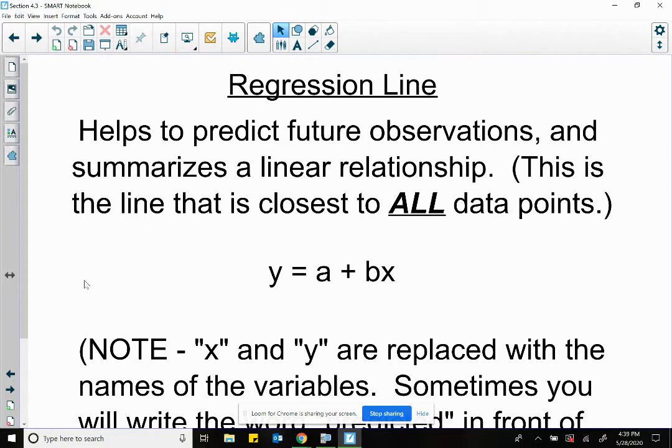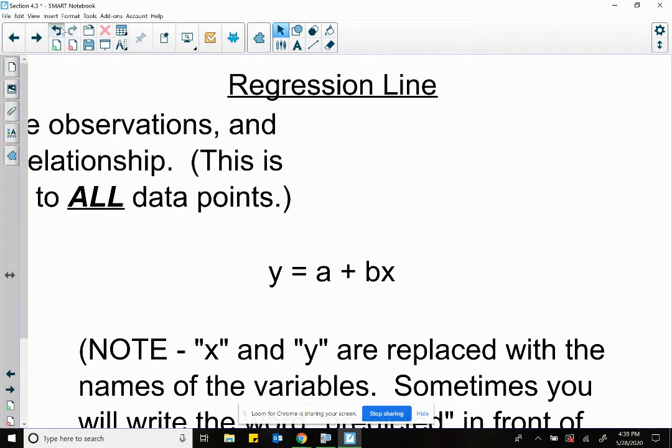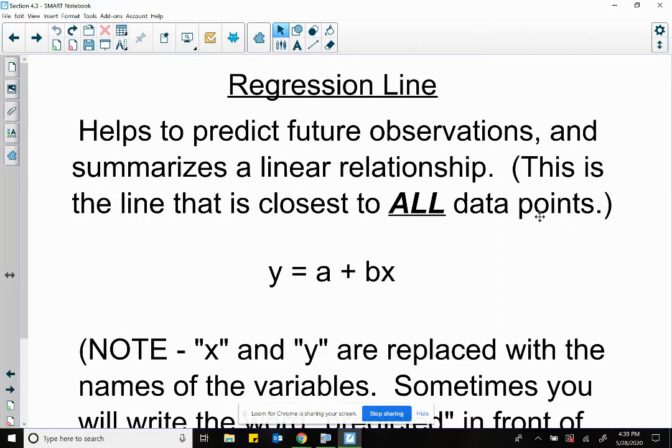It helps us predict future observations, and it summarizes a linear relationship. That regression line is like a summary of the scatter plot. Also, the regression line, whenever you find it using StatCrunch or our STA2023, is the line that is closest to all data points. It is the closest line to all data points.